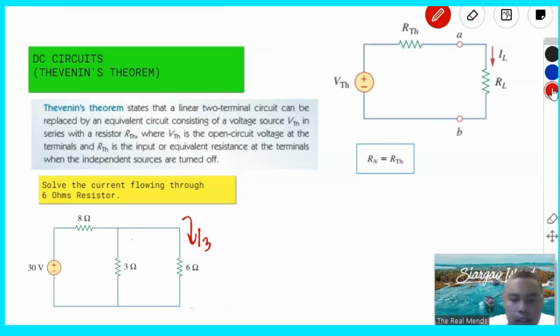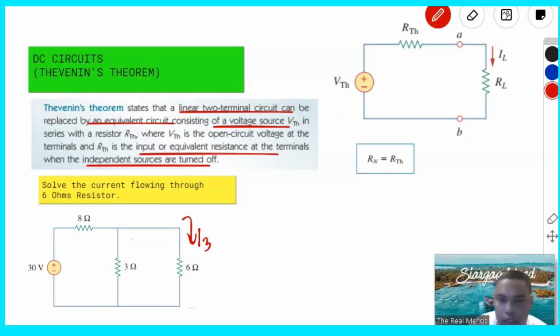Next is Thevenin's theorem. It states that a linear two-terminal circuit can be replaced by an equivalent circuit consisting of the voltage source VTH, this one, in series with the resistor RTH, where VTH is the open circuit voltage at the terminals and RTH is the input or equivalent resistance at the terminals when the independent sources are turned off.